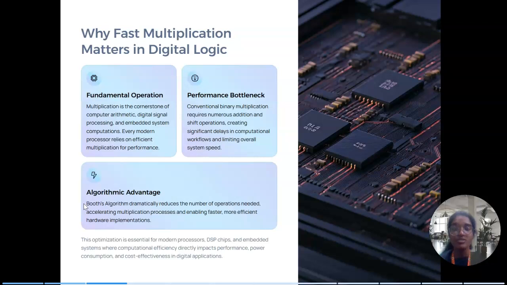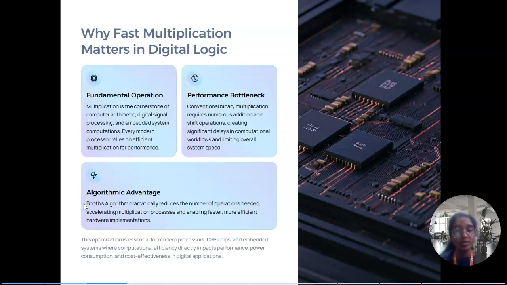Multiplication is the cornerstone of computer algorithms, digital signal processing, and embedded system computations. Every modern processor relies on efficient multiplication for performance. Performance bottleneck: conventional binary multiplication requires numerous additions and so many shift operations, which create significant delays in computational workflows and limit overall system speed.